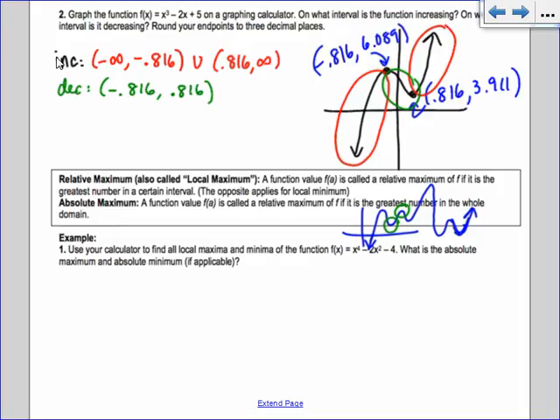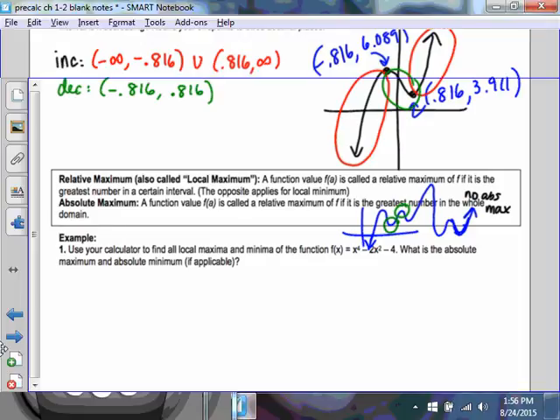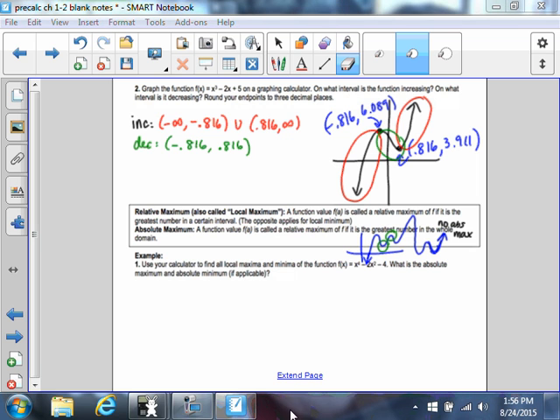All right, but when you talk about an absolute maximum, an absolute has to be the highest point of all on the entire graph. So this one would have no absolute max. But something like that would have an absolute max, right? There's a highest point of all. Okay, so this one says, use your calculator to find all the local maxima and minima of the function x to the fourth minus 2x squared minus 4. What is the absolute max and absolute min, if applicable? So let's find it.